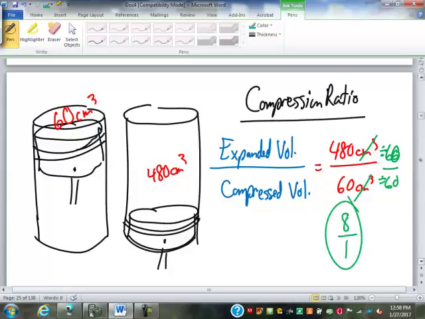Compression ratio is usually expressed as a unit rate or unit ratio. So even if it doesn't come out perfectly, a lot of times you do force it to do like a 6.5 to 1 or 7.25 to 1 or whatever. You usually do force that one to be a unit rate.